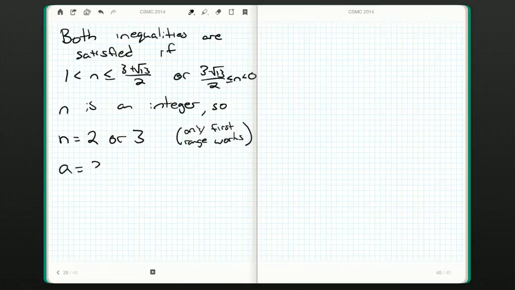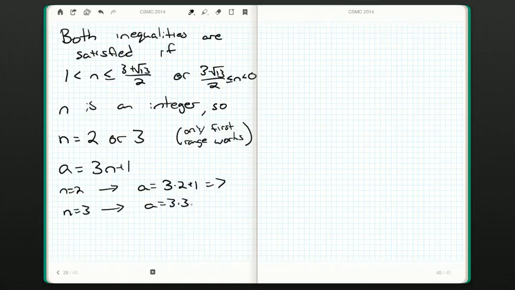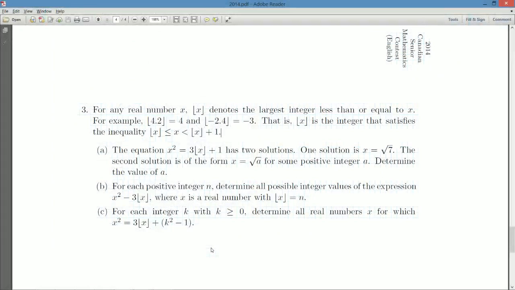Well, a was 3n plus 1. n equals 2 gives us a is 3 times 2 plus 1, which is 7. Well, we already know that one. That's the one we were given. We were told square root of 7 is a possible value. So it's going to be n equals 3. 3 times 3 plus 1 equals 10. And I think we were just asked for the value of a. Yep, determine the value of a.